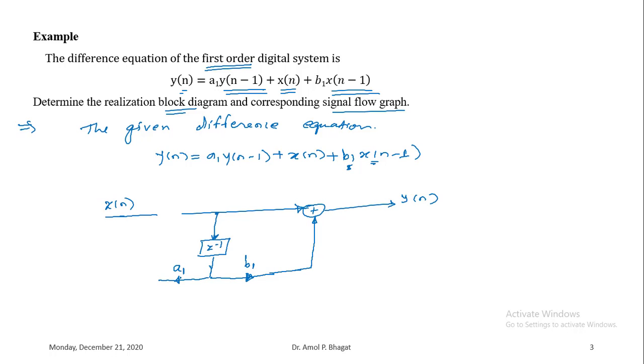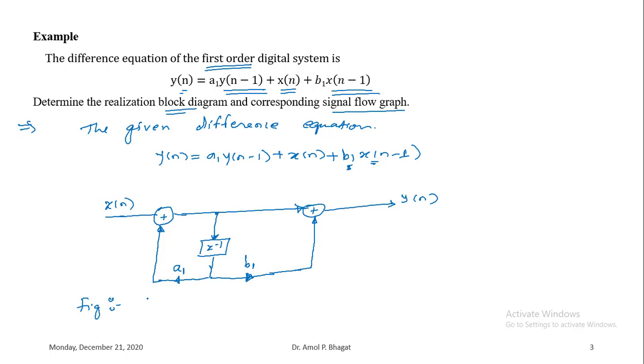This y of n minus 1 will get multiplied with a1, and then I'll be adding it by using one more adder here. So here we are feeding a1 y of n minus 1. It is feedback while this is feed forward. So this figure indicates the required basic realization block diagram for the given digital system represented by the given difference equation.